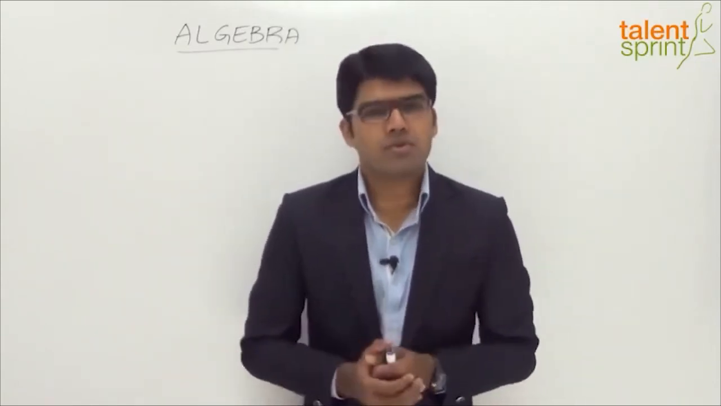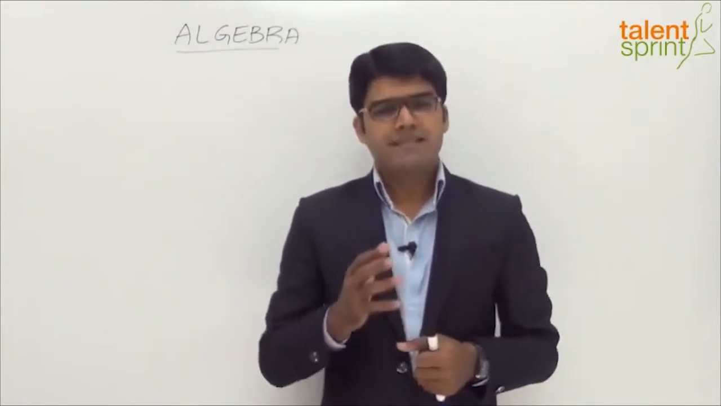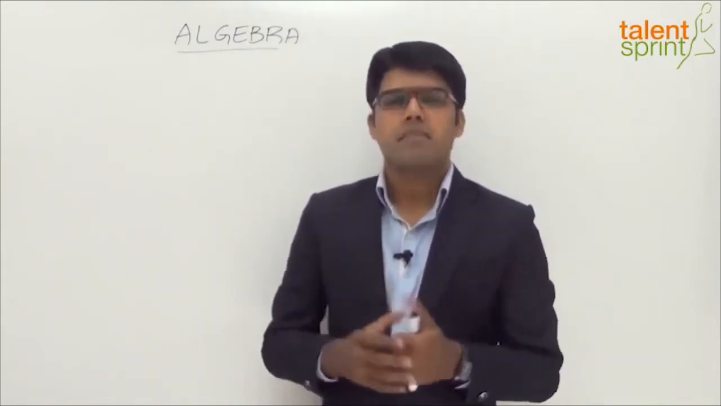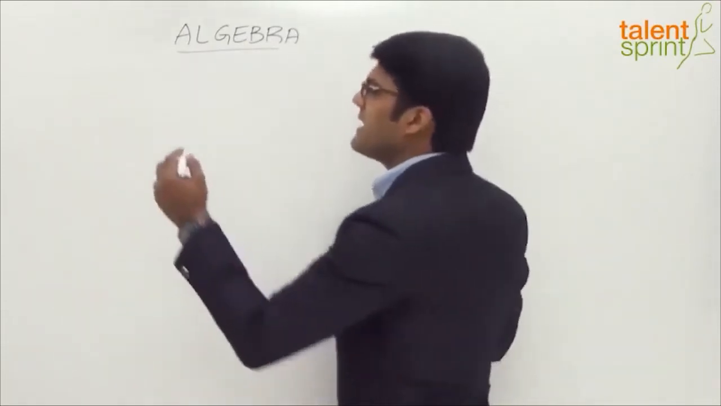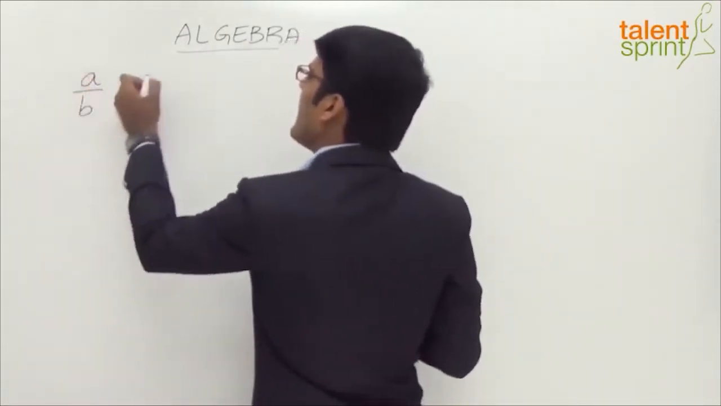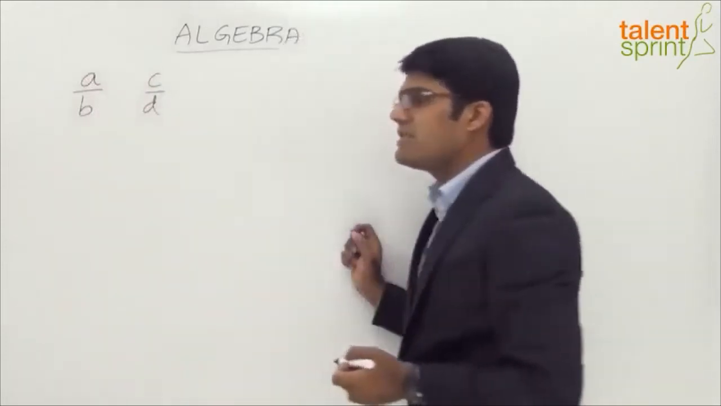Let us now look at a few methods of simplification based on fractions that can be helpful in answering questions from algebra and other topics like surds, indices, etc. Generally, when we have two fractions that are in proportion, we can apply different methods of simplification to arrive at the correct answer much faster. So let's consider two fractions that are in proportion and then look at what these different methods are. Let's say there are two fractions, A by B and C by D.